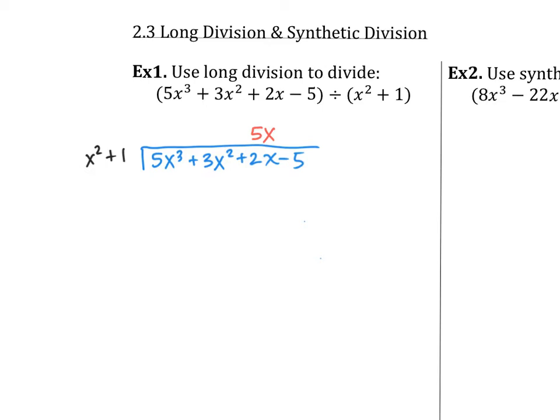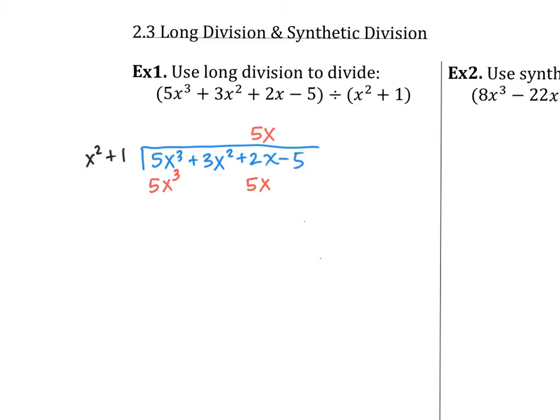Now I'm going to multiply the 5x by the x squared plus 1. Make sure you distribute and also line up the like terms. 5x times x squared is 5x to the third. 5x times 1 is 5x, so I'm going to line it under the like terms.